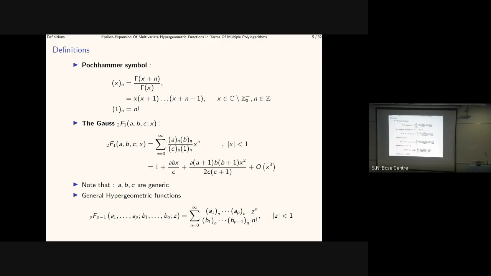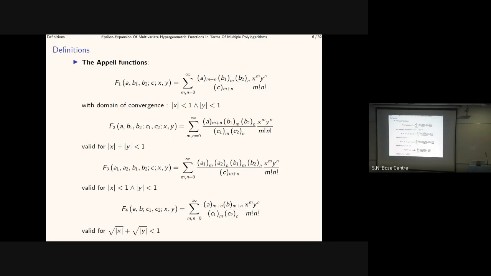Now, mathematicians have studied the generalized hypergeometric functions in the sense that they have now taken 2 variables x and y. And Appell was the first who did that. There are 4 Appell functions, F1, 2, 3, 4, and it takes again some Pochhammer parameters like a, b1, b2, b3, and 2 summations and 2 variables. Note that these are not exactly the product of 2 2F1s because this is a non-trivial mixing of 2 summation indexes.